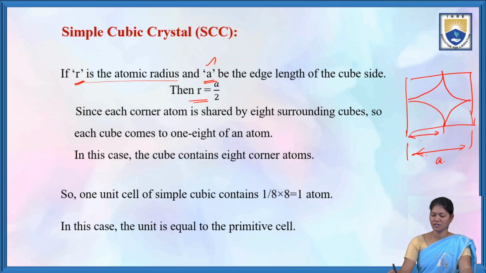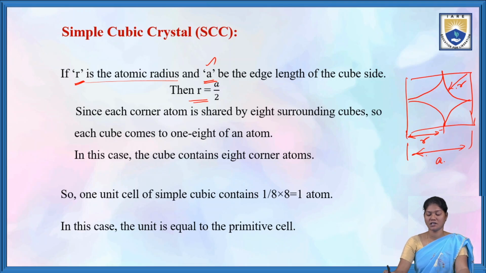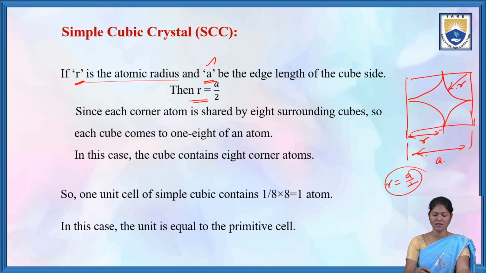So, here to here is R. That gives the radius R. Here to here is half the distance to the nearest neighboring atom, the atomic radius R. So, R is equal to a by 2. Since each corner atom is shared by 8 surrounding cubes, each cube gets 1/8 of an atom.